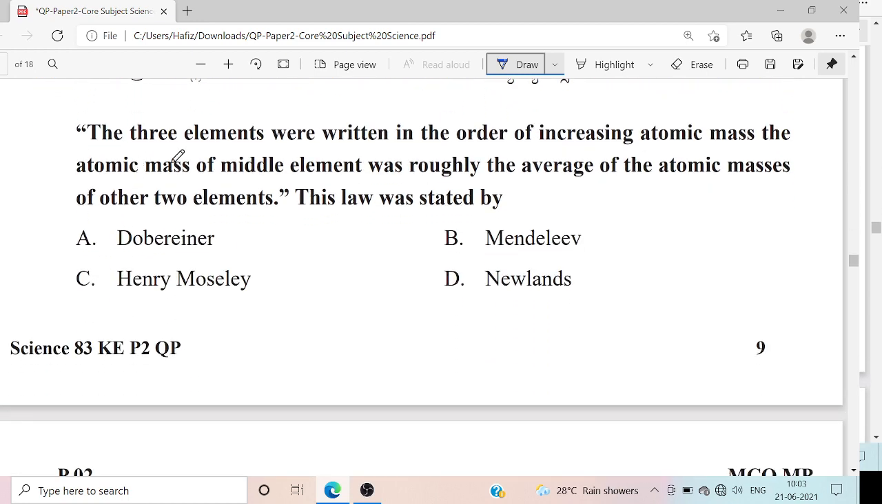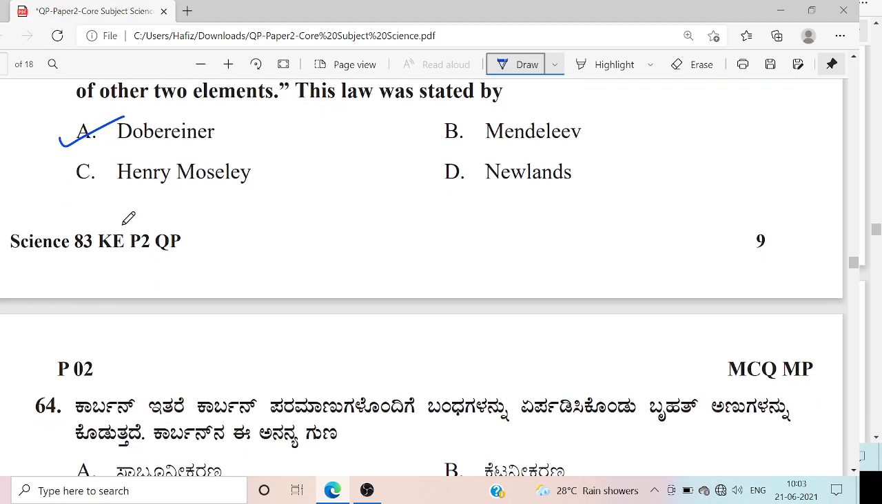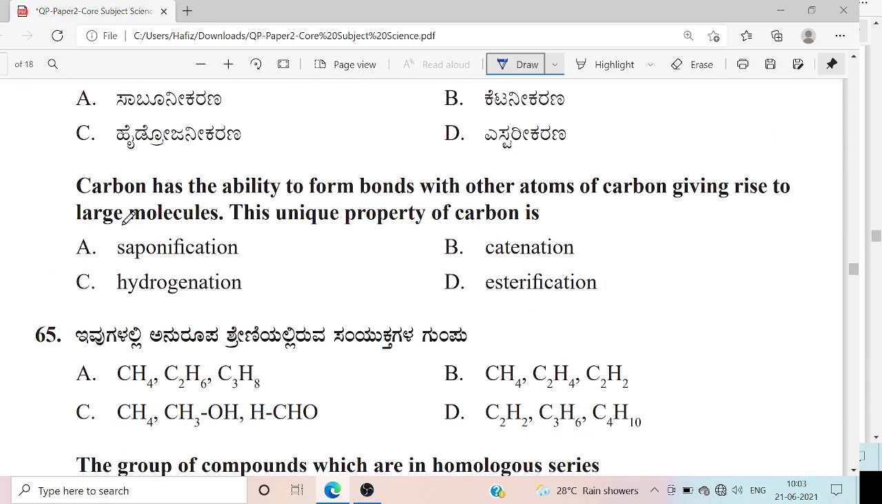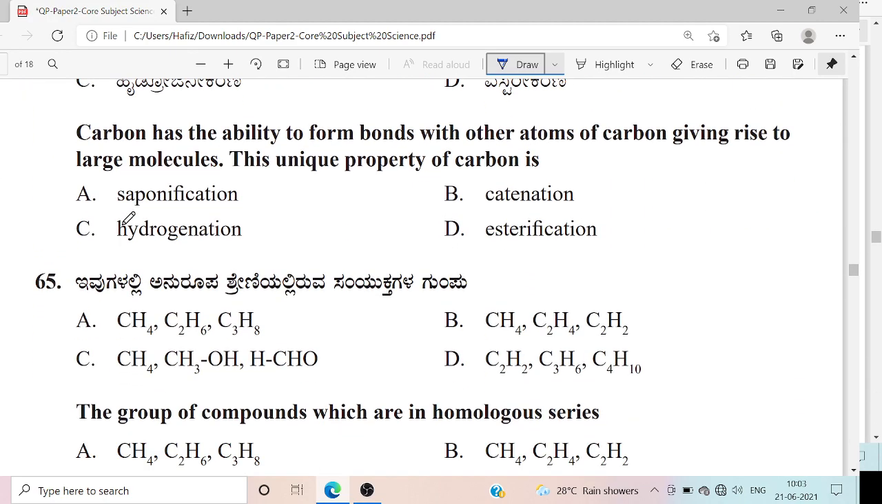The three elements were written in the order of increasing atomic mass. The atomic mass of the middle element was roughly the average of the atomic masses of the other two elements. This law was stated by Dobereiner. Dobereiner's law of triads it is. Okay, so option A is the answer for it. Then carbon has the ability to form covalent bonds with other atoms of carbon, giving rise to large molecules. Okay, this property is named as catenation. Okay, it is called catenation.